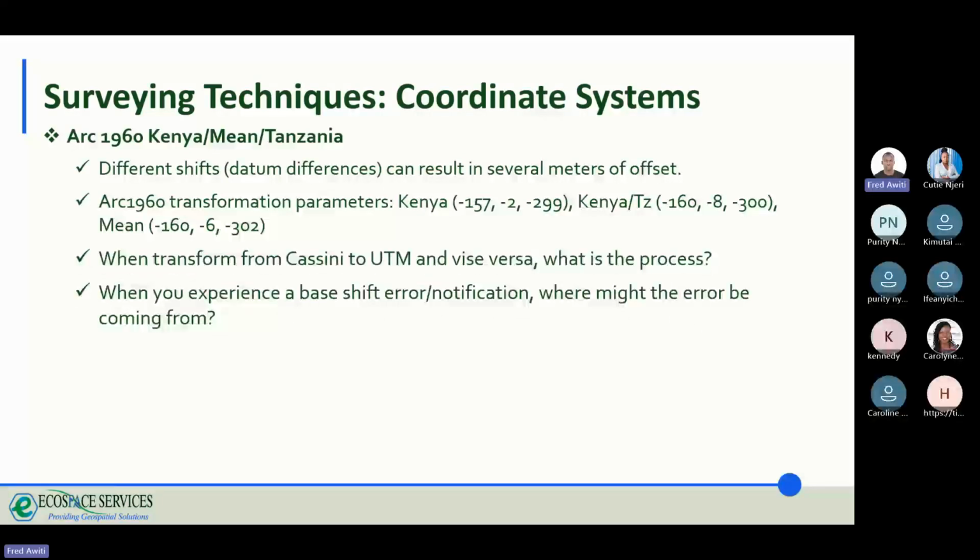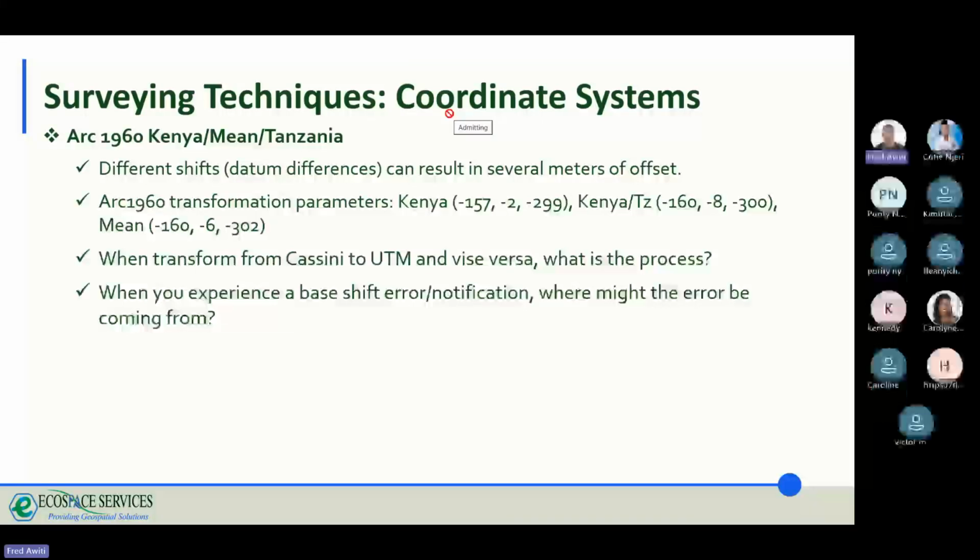The other issue comes when you're doing transformation. The coordinate system that you have is Cassini. You want your GNSS to be able to use the Cassini coordinate system, which is okay. So you want to do transformation from Cassini to UTM or vice versa, from UTM to Cassini. The majority of GNSS equipment can currently do that, but it's whether the process we follow is correct, to ensure that we limit the errors.